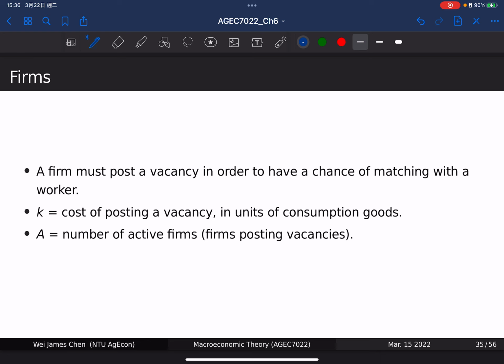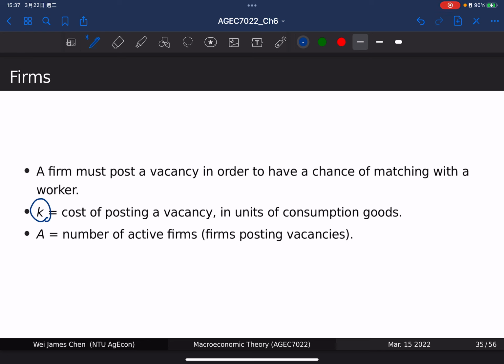Or LinkedIn, if you want to hire someone on LinkedIn, I think there's a free 1 post or 2 posts that you can use. But after that, if you want to hire more people, you have to pay for the job opening you post there. So the cost for posting one vacancy is this K. And the capital A is the number of active firms.